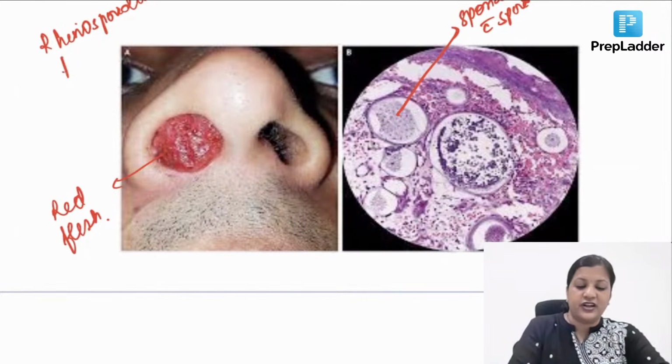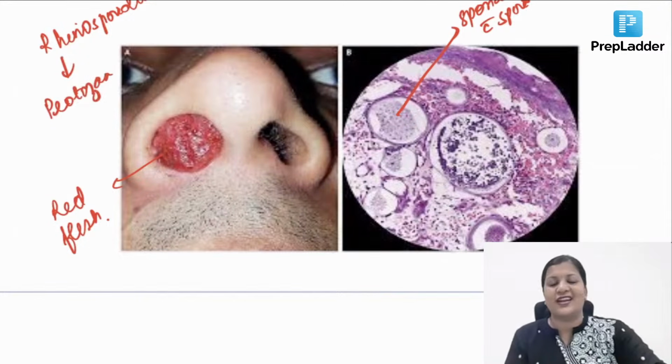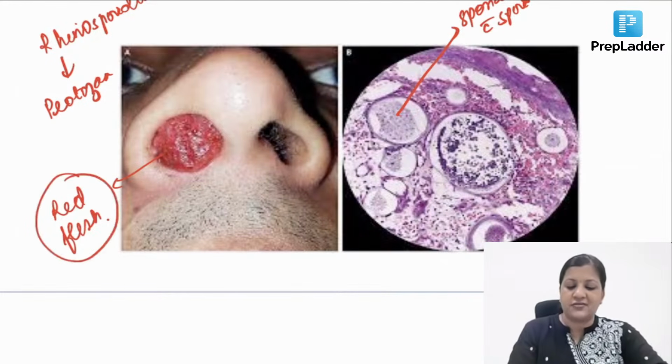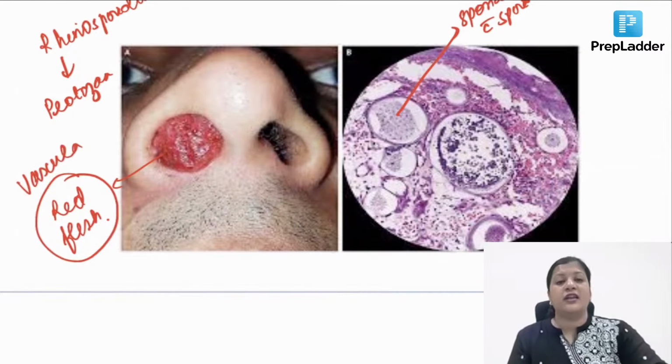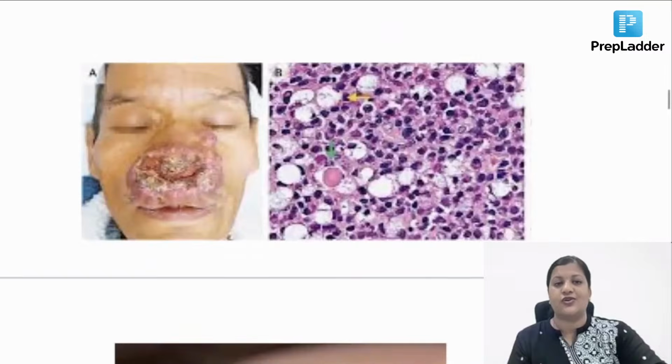Yes, rhinosporidiosis is caused by an aquatic protozoan, which is called Rhinosporidium seeberi. This protozoan is endemic in South India. It produces a red fleshy mass and it is vascular, so it presents to you with bleeding. And the treatment for rhinosporidiosis is excision of the mass and cauterization of the base.